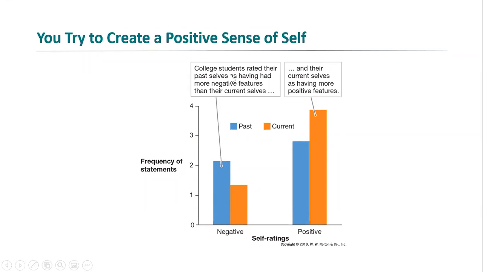So as college students, think about yourself as a high schooler. What do you think? Do you think that you're a better person now, or do you feel that you were a better person in high school? Typically, if we look at this chart here, we are going to see ourselves as having more negative aspects in the past and more positive aspects here in the right now and in the future.